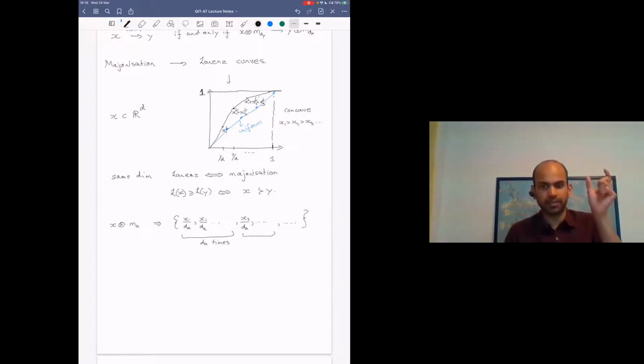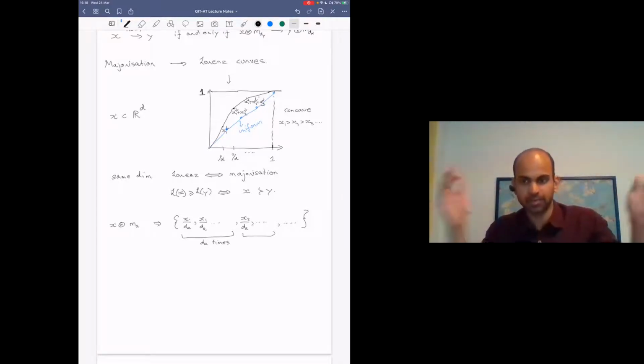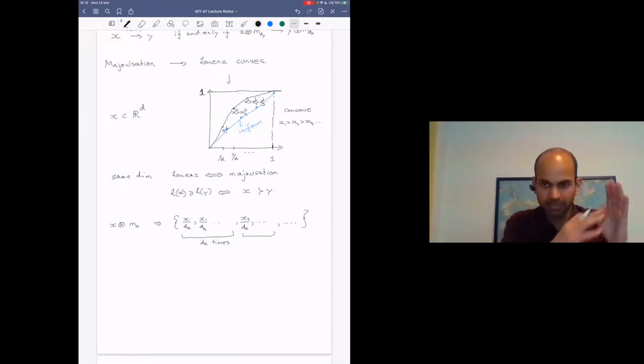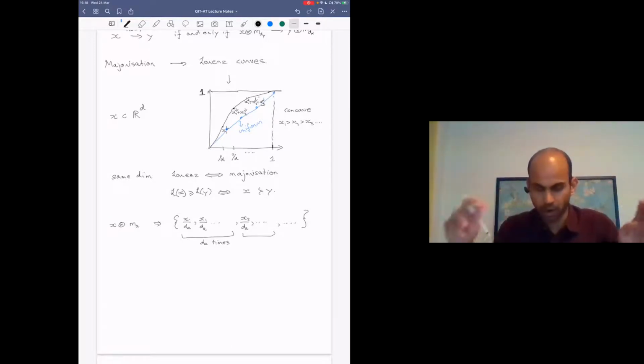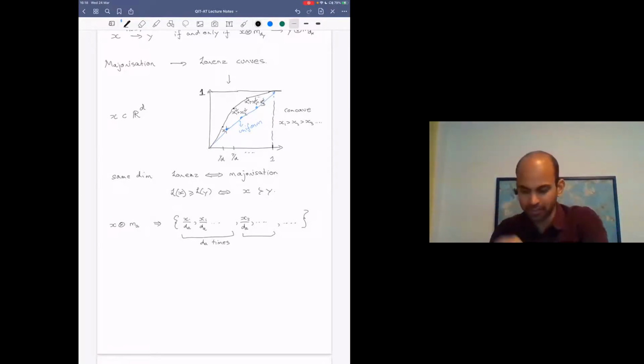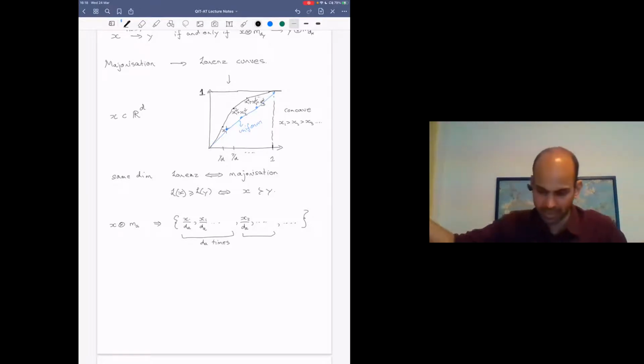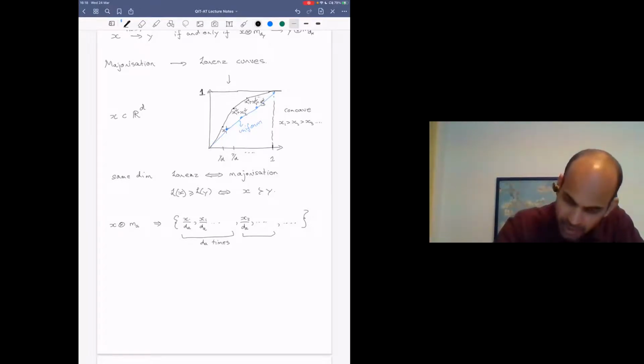So every element of the original vector x simply splits into dA elements of the same amount. And if the original vector has been ordered, so x1 greater than x2, greater than x3, then the ordering doesn't change. You still have that x1 over dA will be the largest eigenvalue, just repeated dA times, then x2 over dA repeated dA times, and so on and so forth. But what this means is, consider what happens to the Lorenz curve now in this case.